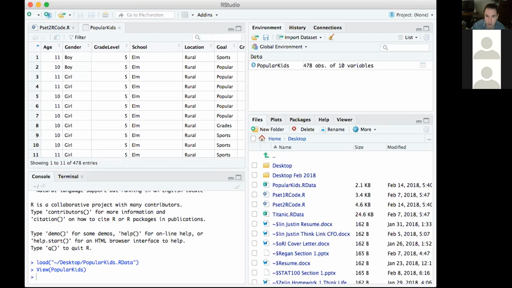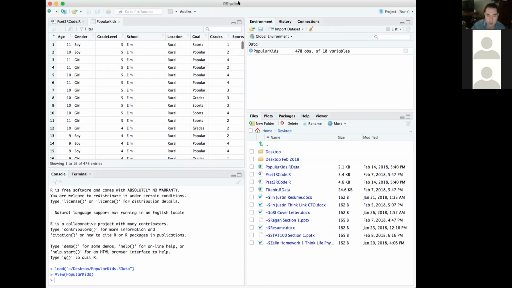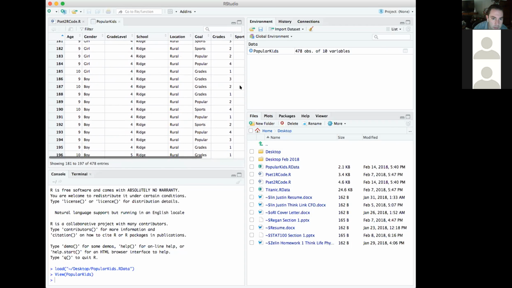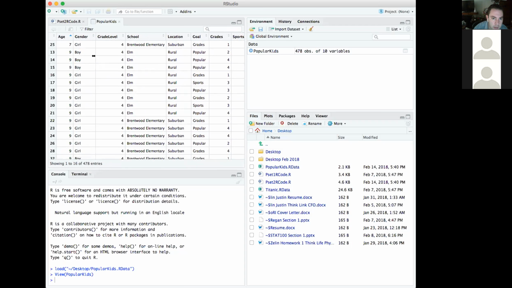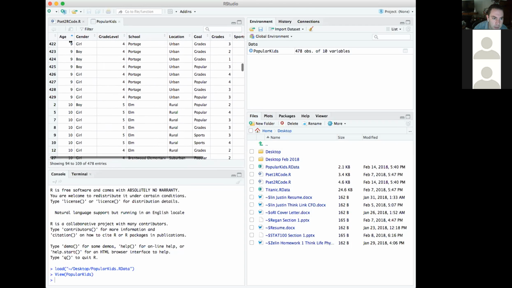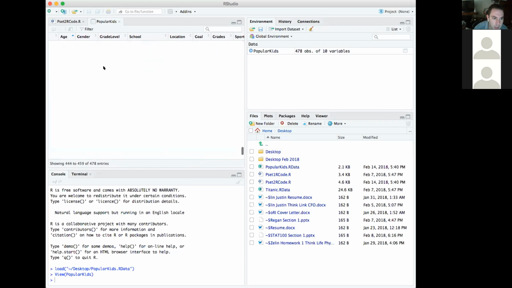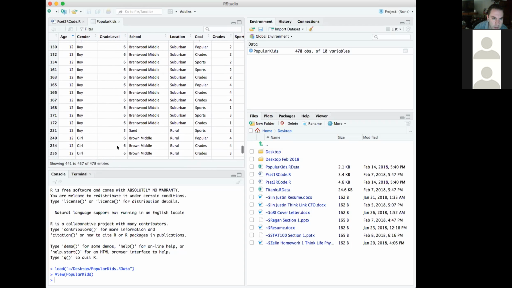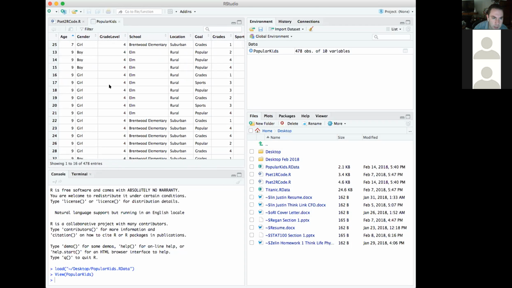So for this next problem set that's due, we're using the popular kids data set. As you see here, we have these different categories. There's 478 students in this data set, and they range from ages 11, so we can sort by the age and take a look at that. We see here that the youngest student is 7 in this data set, and we can look at what the highest is, which is age 13, and they're in grades 6 through 4, I believe, right, 4.